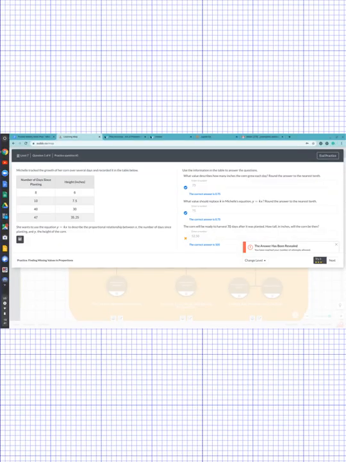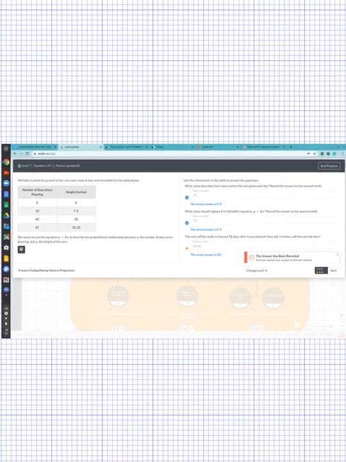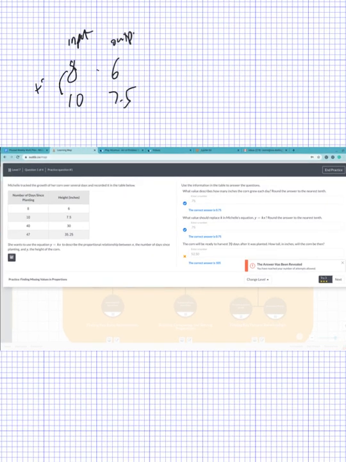Because now, let's look at the example from MathMapper. So we have 8 goes to 6, okay? 10 goes to 7.5. Okay, so think of this as what you're putting in, input, output. So if I put in 8 days, I get out 6 inches of growth, 10 days. So if I go up 2 days, plus 2 days, I went up 1.5. Okay, so how much is that each day? It's 3/4, 0.75 per day.